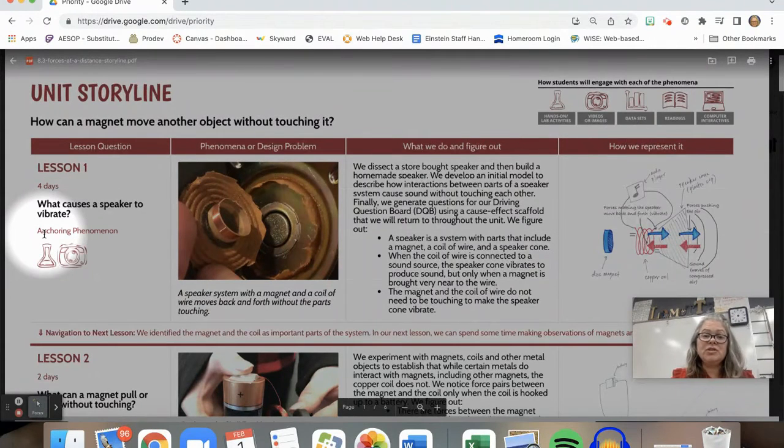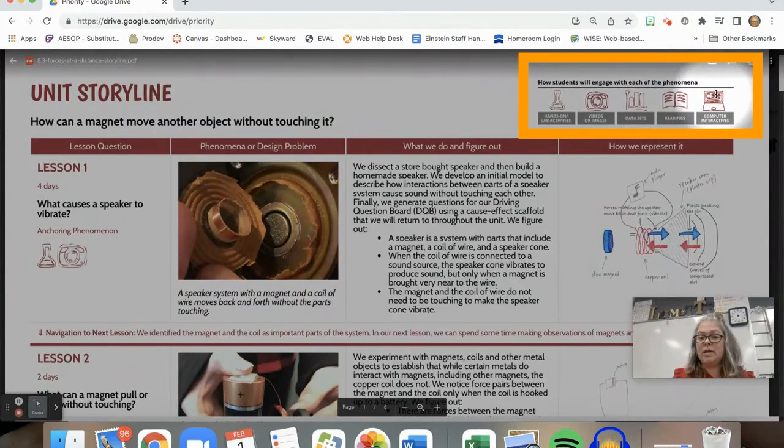Further, we have access to the type of routine that should be utilized during this lesson. In lesson 1, students will be experiencing the anchoring phenomena routine. You also had an opportunity to experience this routine in our Zoom session. Finally, under the lesson question, you will see some icons. And these icons represent what students will be doing to engage in each of the phenomena. The key for these icons is located in the upper right-hand corner of the unit storyline.